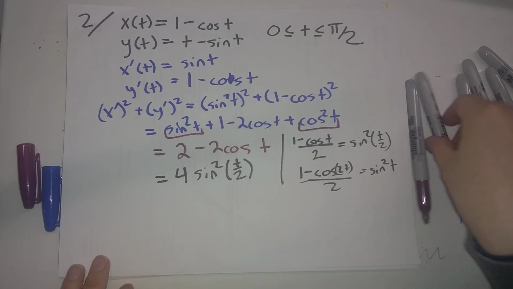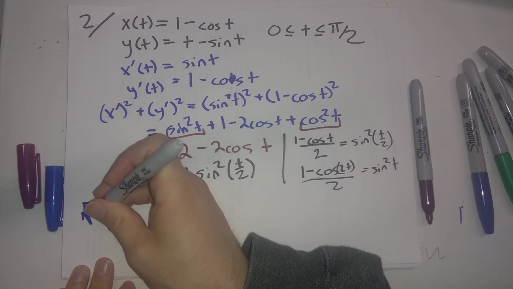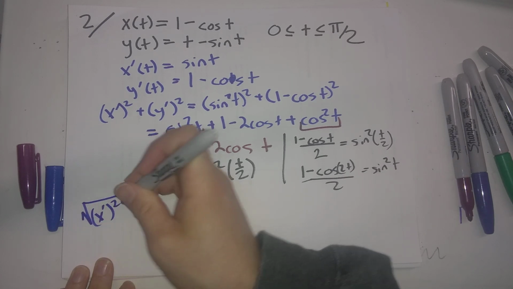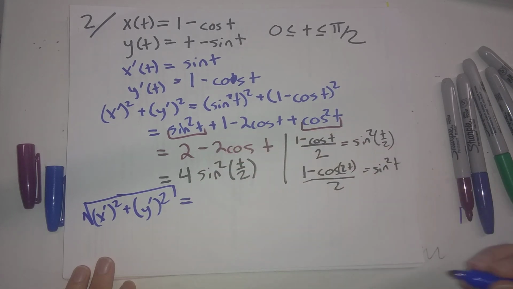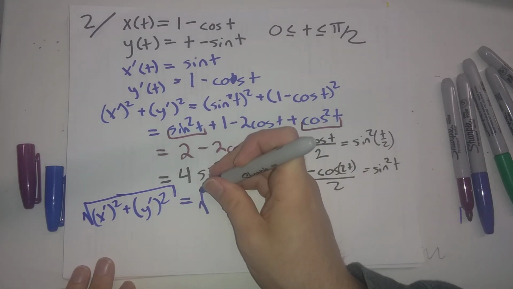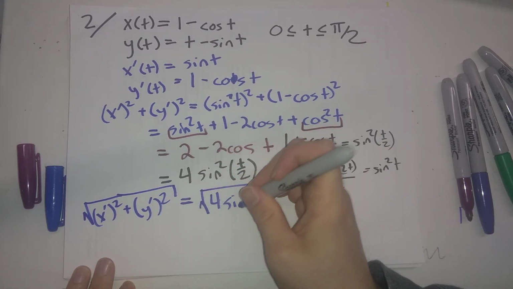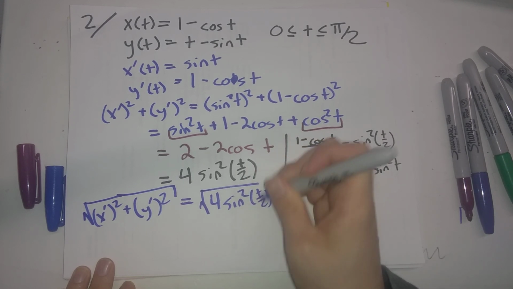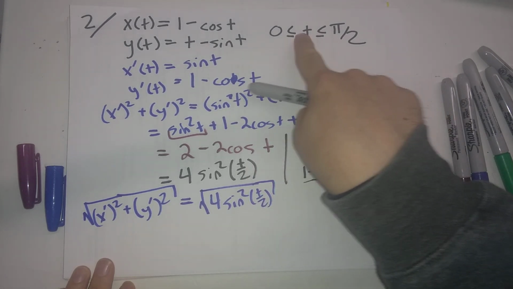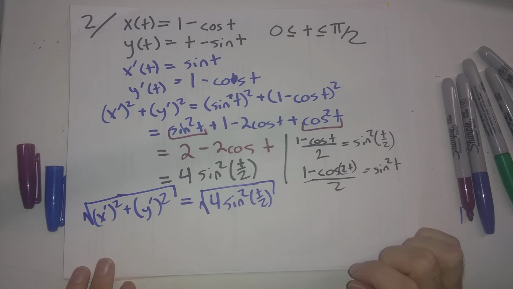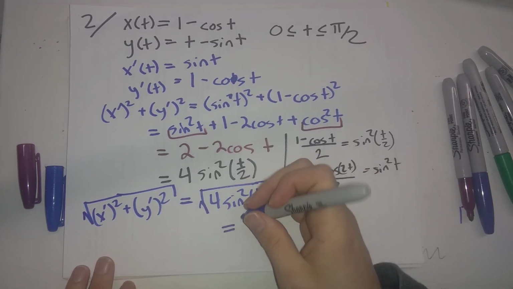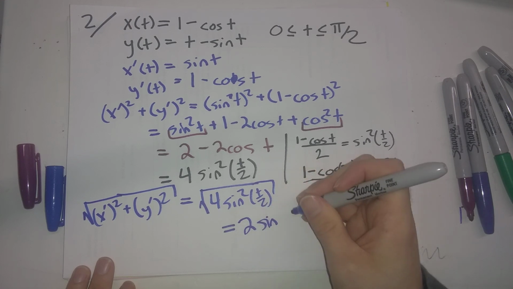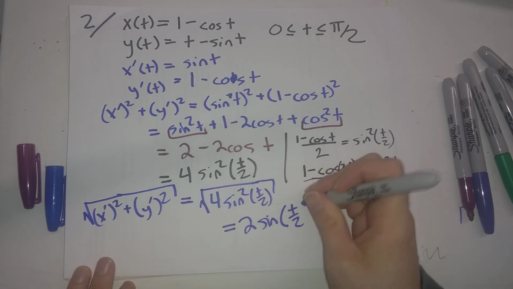Okay, so what do we need right now? The square root of x prime squared plus y prime squared is going to be the square root of 4 sine squared of t over 2. On the interval in question, t is running from 0 to pi over 2. All of this is positive, so this is just going to be 2 sine of t over 2.